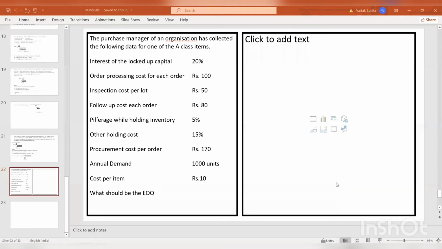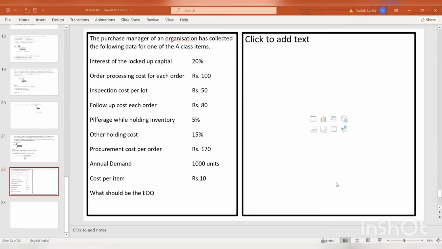The purchase manager of an organization has collected the following data for one of the A class item. Interest of the locked up capital 20%, order processing cost for each order ₹100, inspection cost per lot ₹50, follow up cost each order ₹80, pilferage while holding inventory 5%, other holding cost 15%, procurement cost per order ₹170, annual demand 1000 units, cost per item ₹10. What should be EOQ? So they are asking for EOQ.